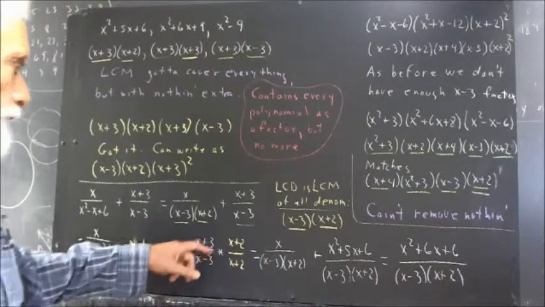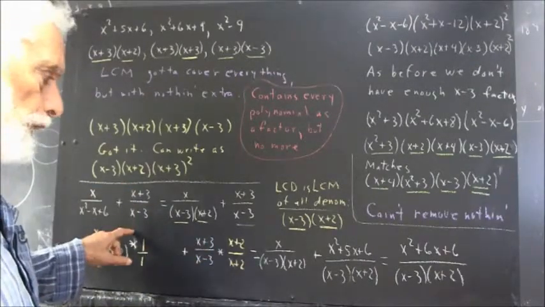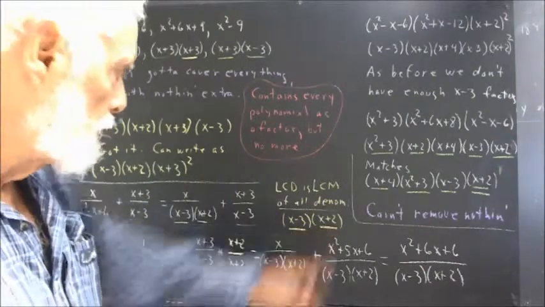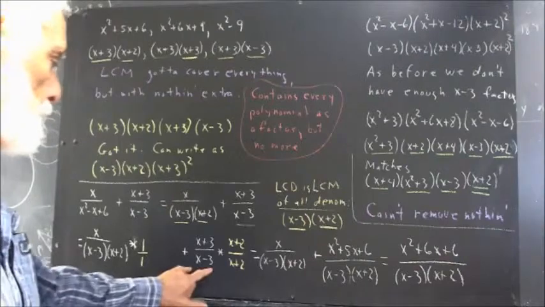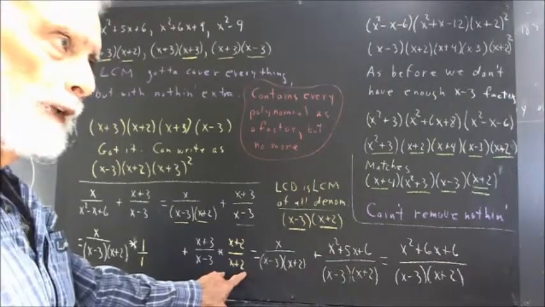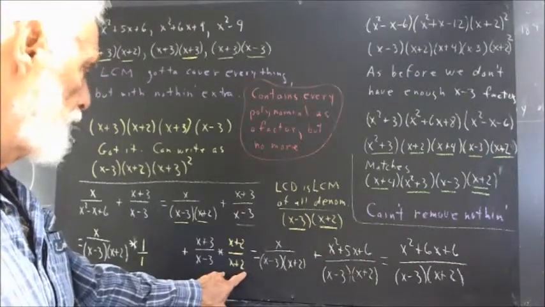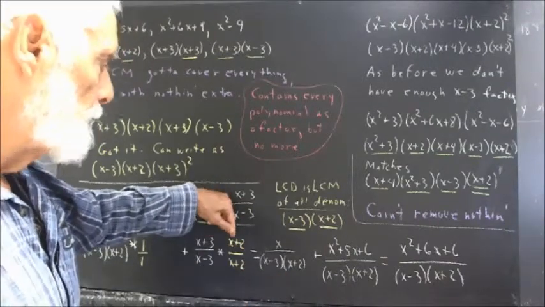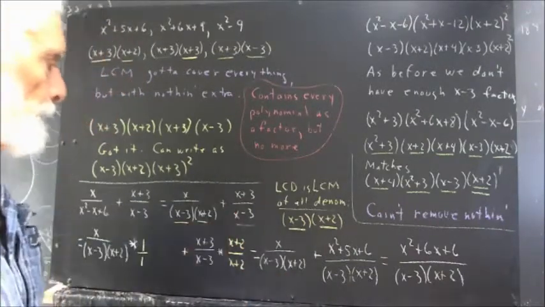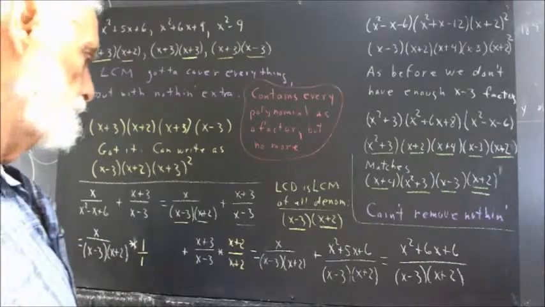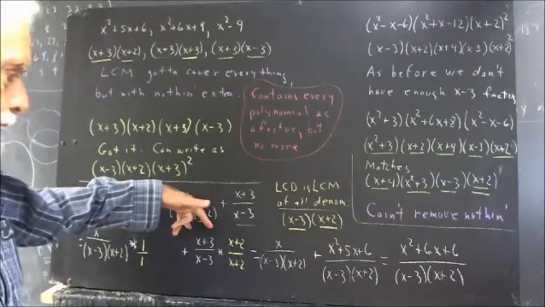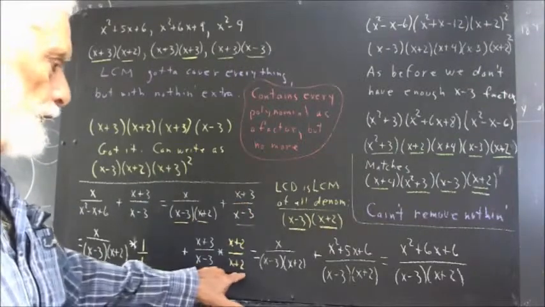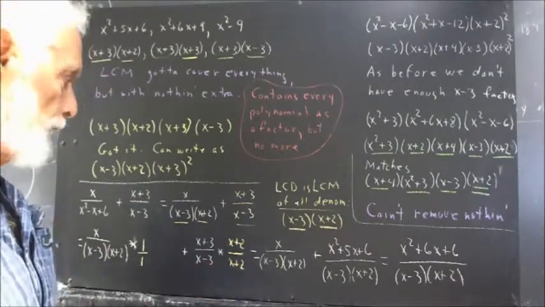Okay, in the case of x plus 3 over x minus 3, we have to get denominator x minus 3 times x plus 2. Well, we've got x minus 3, but we're going to need an x plus 2. And if we're going to get one in the denominator, we're going to have to multiply by that same thing in the numerator. That's going to give us x plus 3 times x plus 2 in the numerator, and x minus 3 times x plus 2 in the denominator.